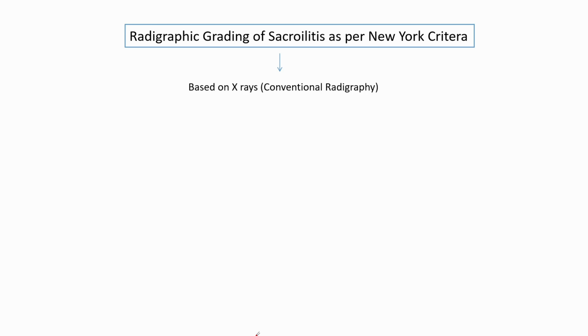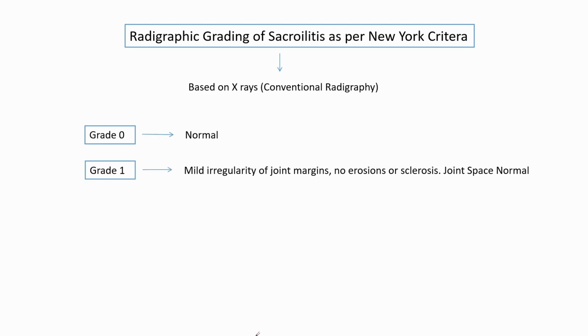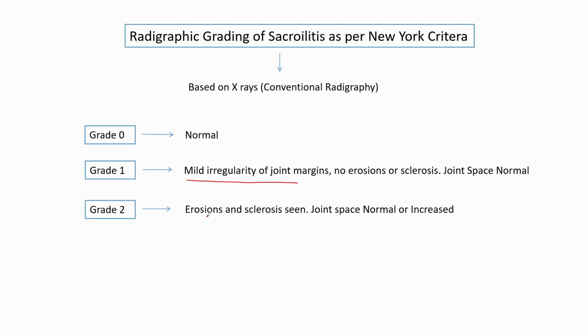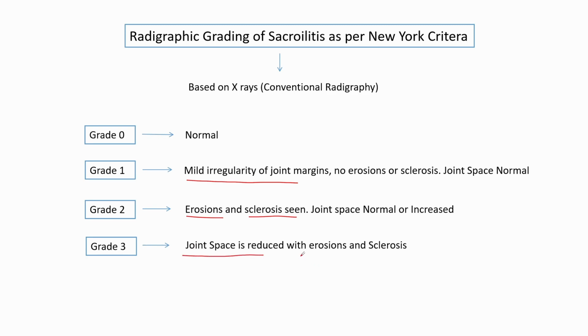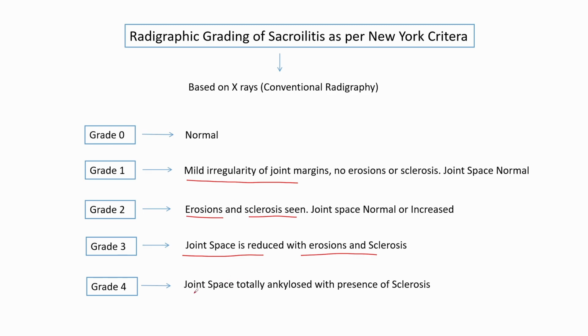The grading as per this criteria is based on X-rays or conventional radiography and has 5 grades. Grade 0 is normal. Grade 1 is mild irregularity of joint margins. No erosions or sclerosis is seen here and joint space is normal. Grade 2, there are erosions and sclerosis seen. Joint space may be normal or slightly increased. Grade 3, the joint space is reduced with erosions and sclerosis. And grade 4, the joint space is totally ankylosed with the presence of sclerosis.